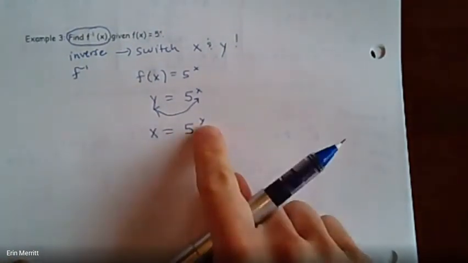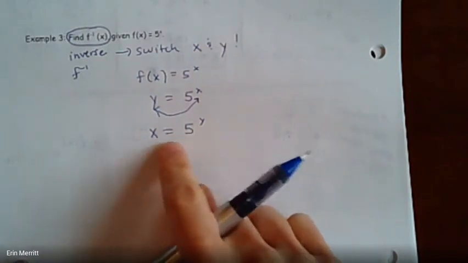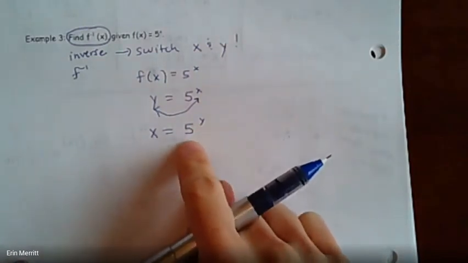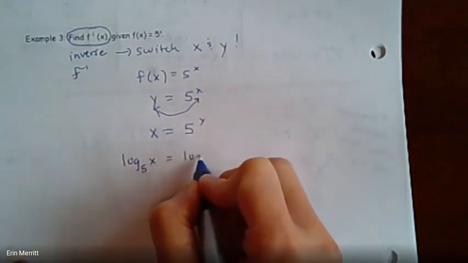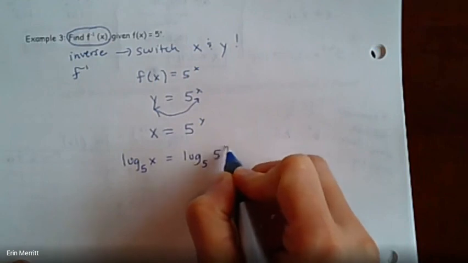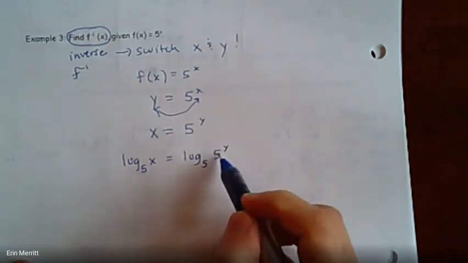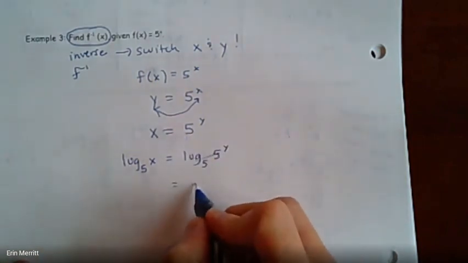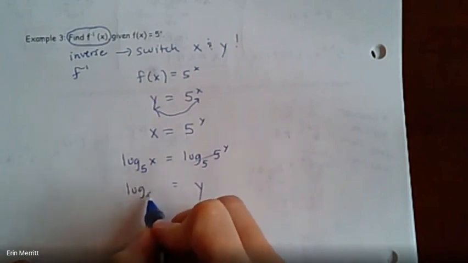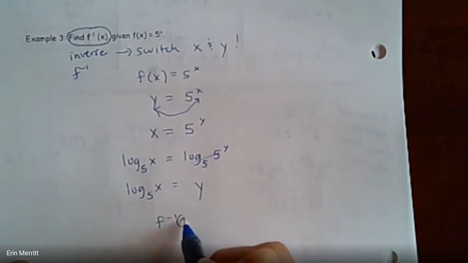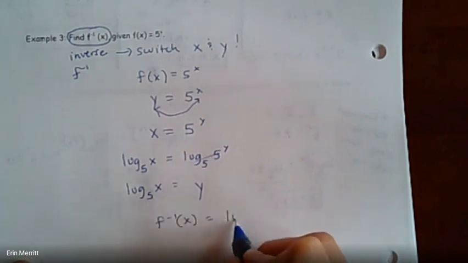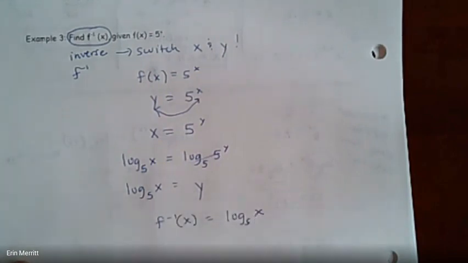And now to solve it for y, we have to undo the base. So the base is 5, which means we're going to do log base 5 on the left, log base 5 on the right. That cancels. And I'm left with y equals log base 5 of x. Or I can now call this f inverse equals log base 5 of x.